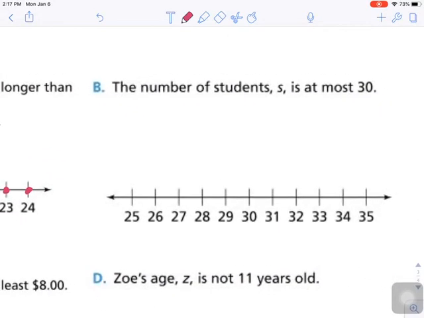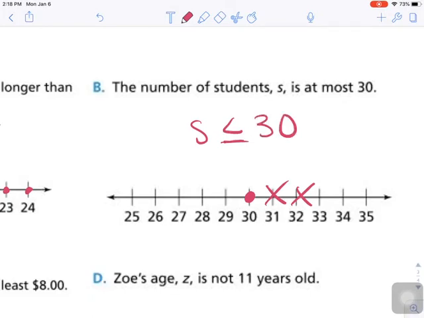All right, B, the number of students S is at most 30. When it's saying at most 30, it means the number of students could be 30, but it can't be 30 1/2, it can't be 31, it can't be 32. So we're saying S could possibly equal 30, so we're going to include that, or equal to. But it can't be 31, it can't be anything greater. So we're going to say it's less than 30.